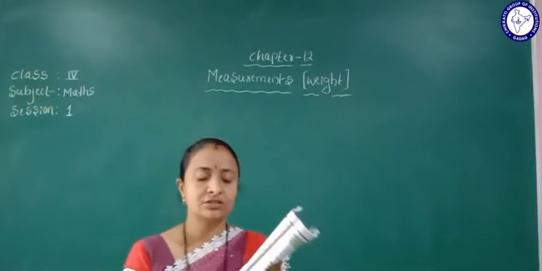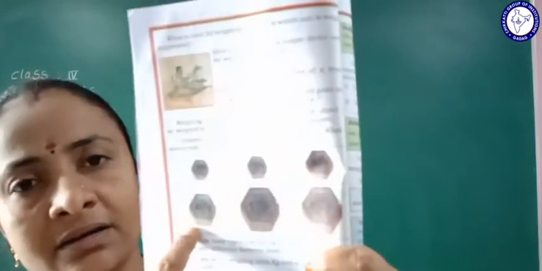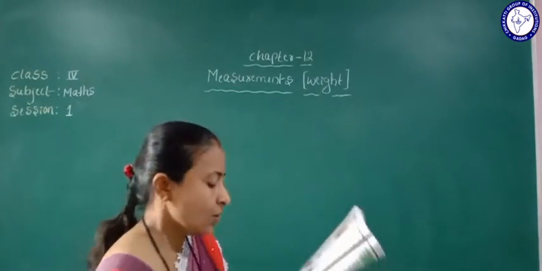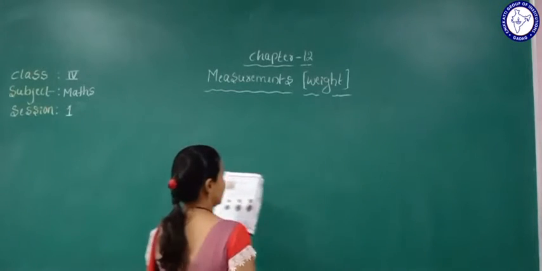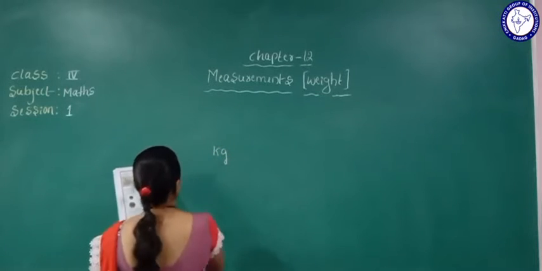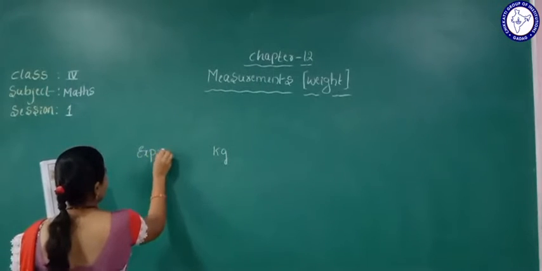See, these can all be called weighing units: 50 gram, 100 gram, 200 gram, 500 gram, 1 kg, 5 kg. Here we understand the weight of an object. The weight of an object is expressed in kilogram.